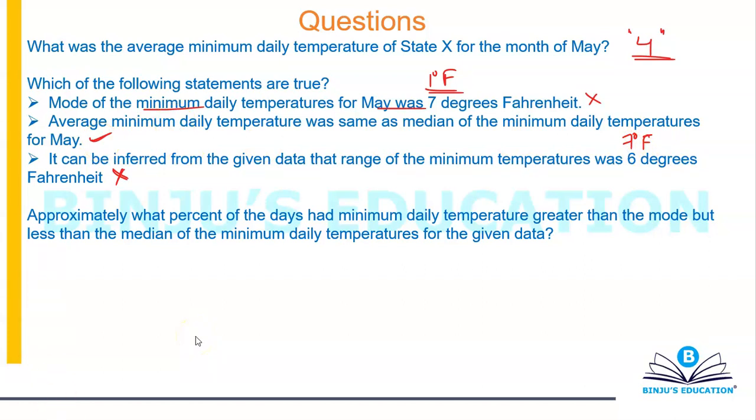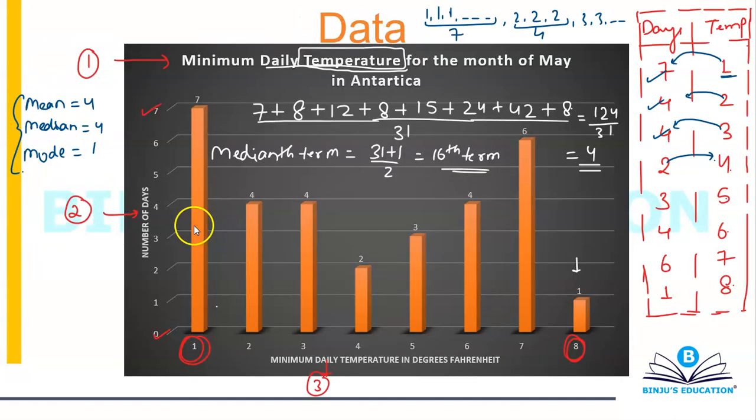Okay, let's read the third question. Approximately what percent of the days had minimum daily temperature greater than mode? Okay, I want them to be greater than mode. Mode is 1 degree Fahrenheit, I know that. But less than the median. Okay, so less than 4 degree Fahrenheit. So I need to first figure out how many days have temperatures between 1 degree Fahrenheit and 4 degree Fahrenheit. So how many days? I'm gonna have 8 days.